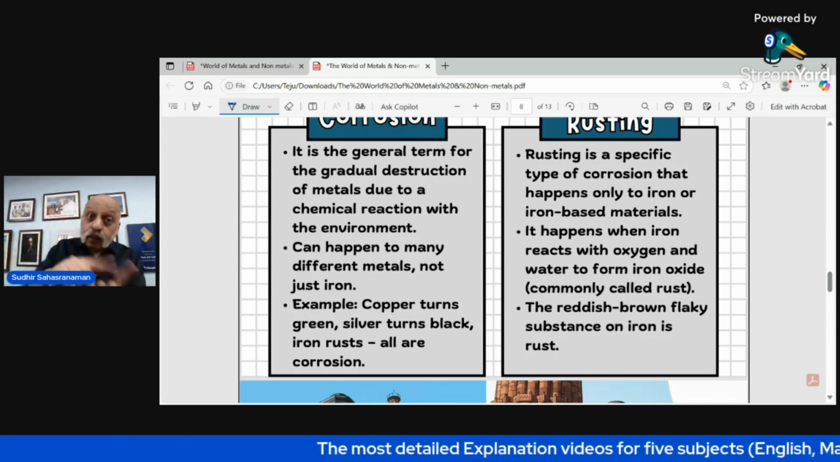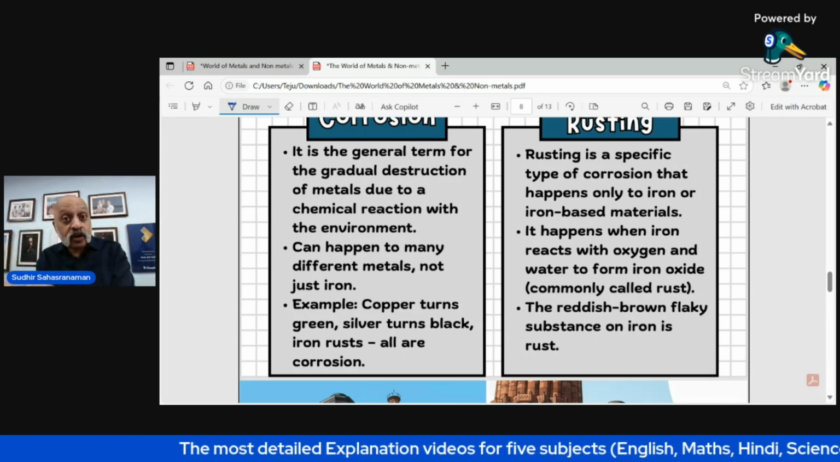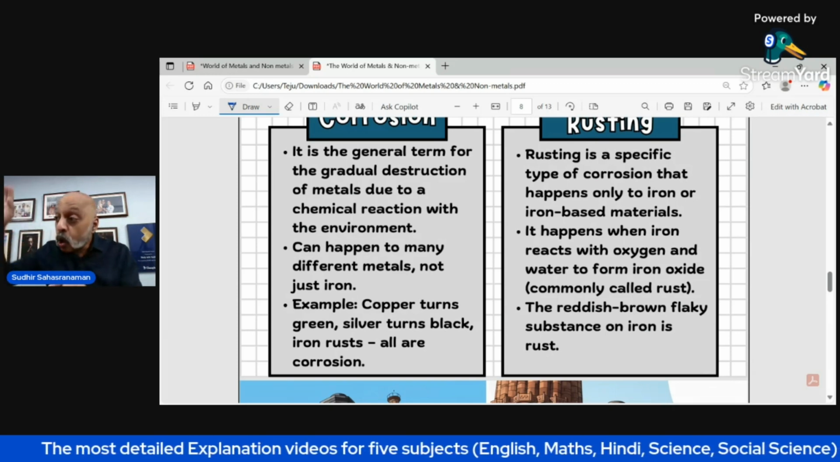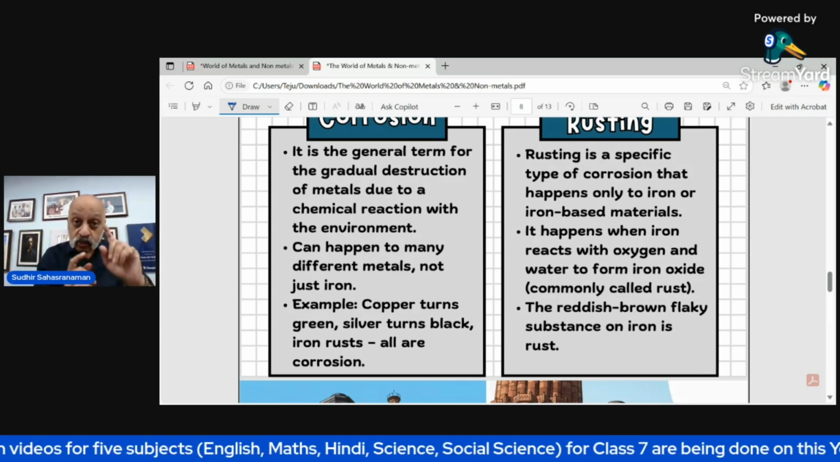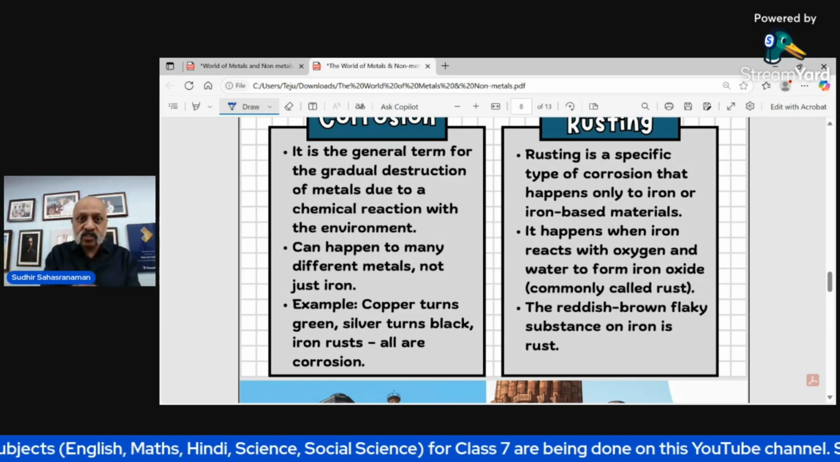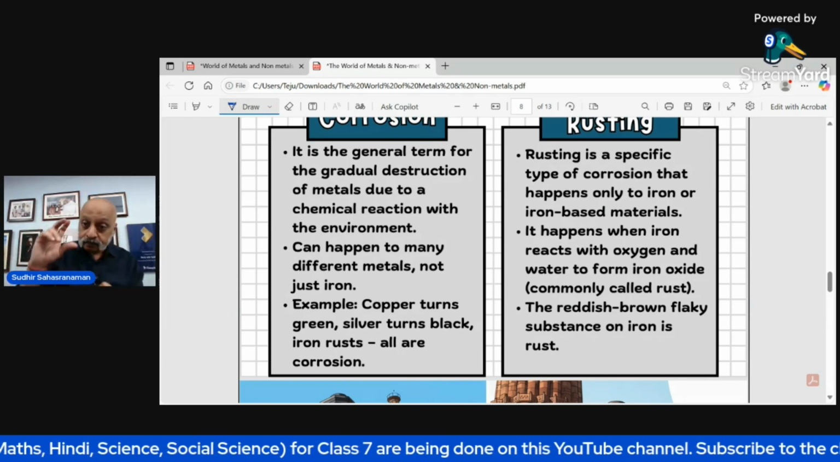Rusting is a type of corrosion, but all corrosion is not rusting, because rusting takes place only in iron, not in silver or copper. Okay, so that is the big difference. So please remember this table, take a screenshot and keep it.